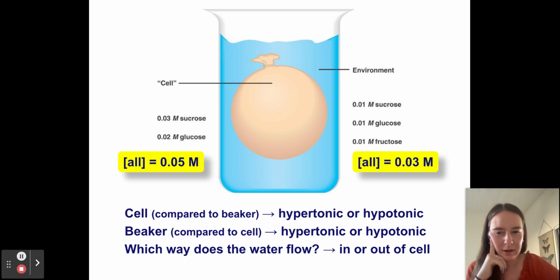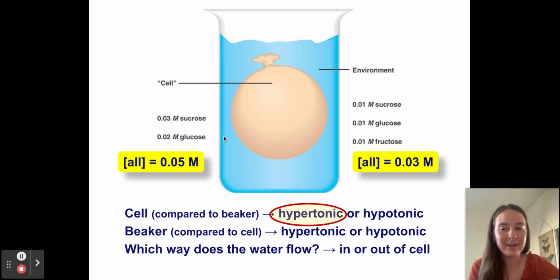Take a moment, think in your head: is there more solute in the cell or out of the cell? If you said hypertonic, you're correct, because the cell, if you look here, has a higher concentration of particles or solutes or sugars inside the cell. Now let's look at the beaker.